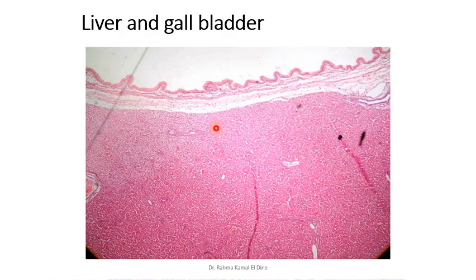Liver and gallbladder. This is the central vein, with cords radiating from it. I cannot see the classic hepatic lobule because the trabeculae are indistinct in normal liver tissue. What you can see here is the gallbladder. It is a highly folded organ, with highly folded mucosa lined with simple columnar epithelium.